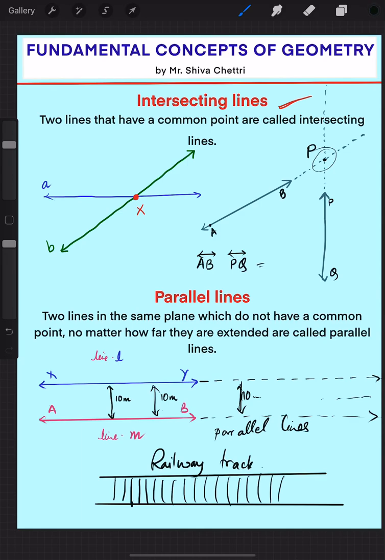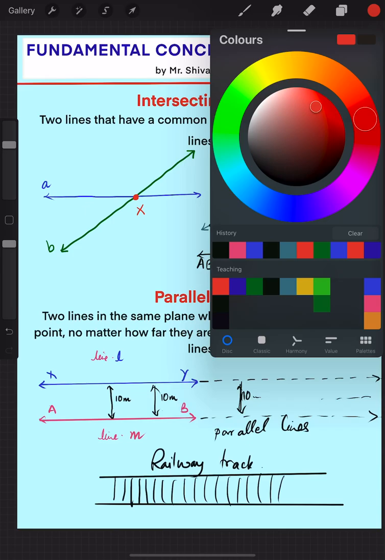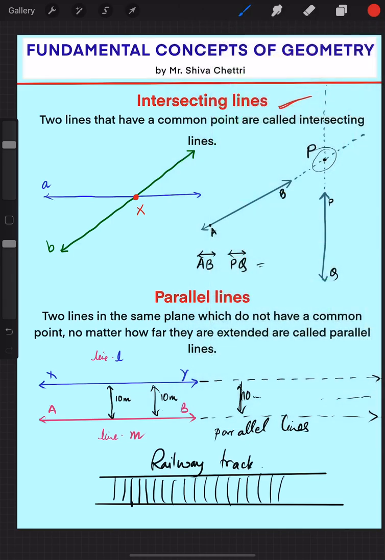One thing I forgot to mention in this intersecting part is that this point where the two lines intersect is called the point of intersection. It is understood, because they are intersecting each other, they are crossing each other at one point. So this point is called the point of intersection. You have to remember this. All right.